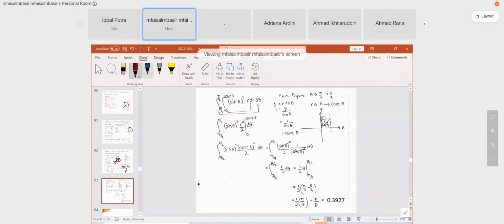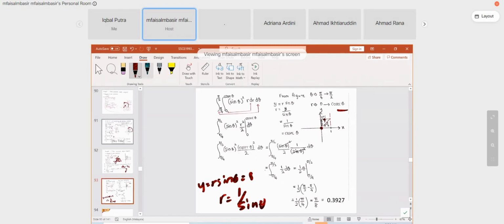Y equals r sine theta equals 1, so your r is 1 over sine theta, which is cosecant theta. So your r is from 0 to cosecant theta, or you can write 1 over sine theta. Your r is moved upward. Your angle is pi over 4 to pi over 2.